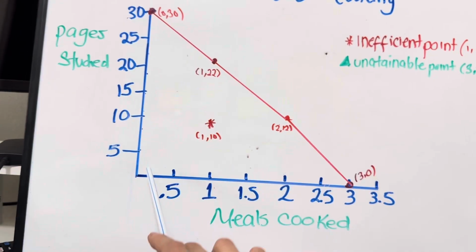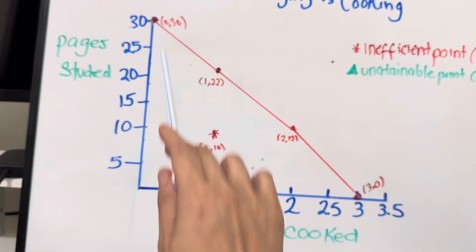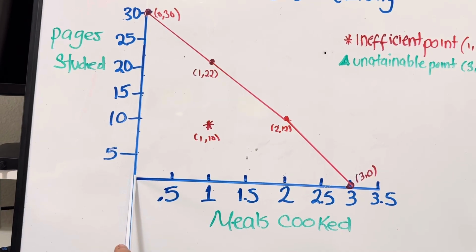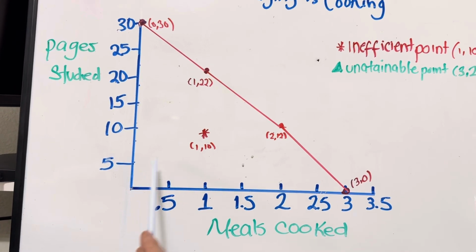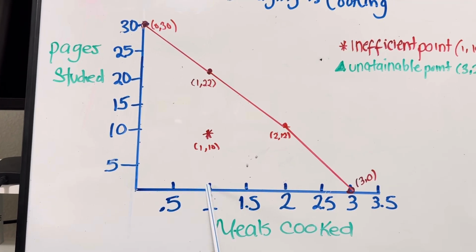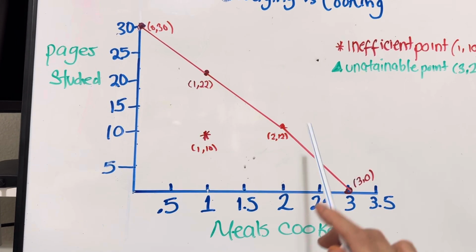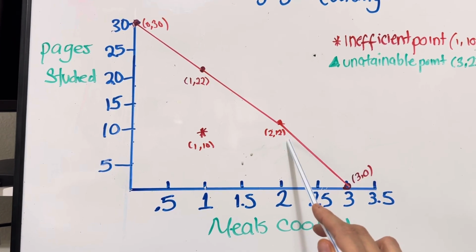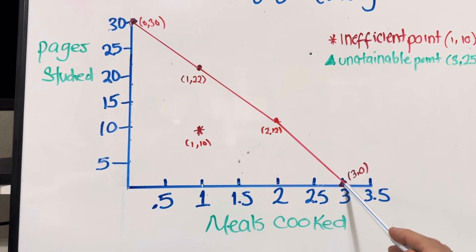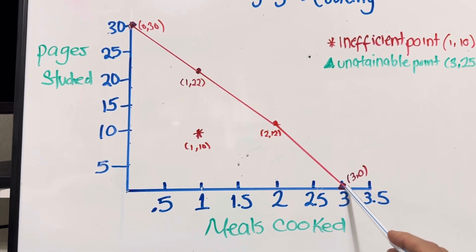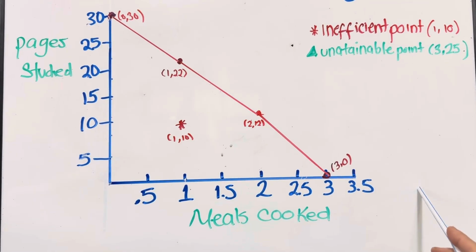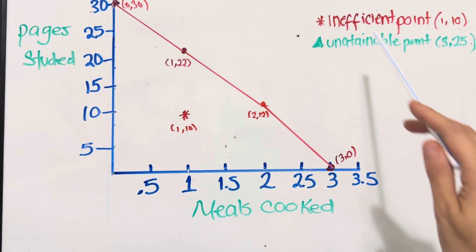I can read 30 pages, I can study 30 pages, but I don't have time to cook any meal. In this case, I can read 22 pages and I can prepare one meal. In this case, I can read 12 pages and I can prepare 2 meals. And at this point, I can prepare 3 meals, but I don't have time to read and study all the pages.